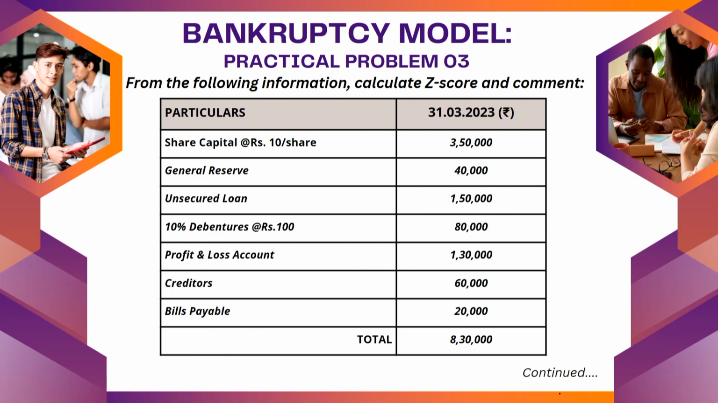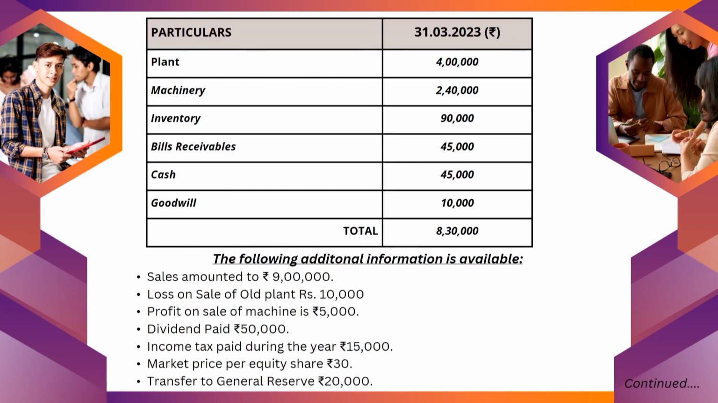Moving ahead to problem number 3. Problem number 3 is again to calculate the Z score and comment on the performance of the organization. So we go with the same flow of steps, but we are also provided with certain additional information in this question. First, we always require X1. For that we need working capital and the total assets. So my working notes start with the computation of working capital here also.